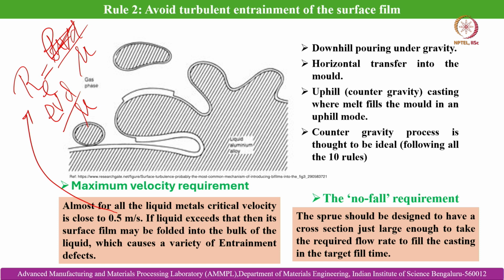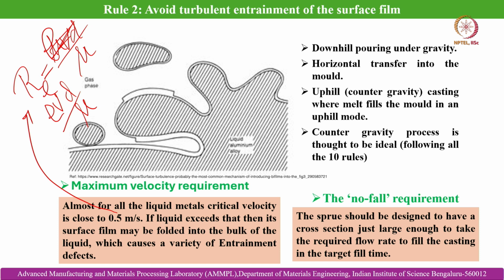If it goes beyond that, then certainly the melt will enter into the turbulent regime, and in the turbulent regime, as we will discuss next, there are chances of gas absorption, bubble damage, and also entrainment of the surface film within the solidifying melt. If the liquid exceeds that, its surface film may be folded into the bulk of the liquid, which causes a variety of entrainment defects. Hence, the no fall requirement.